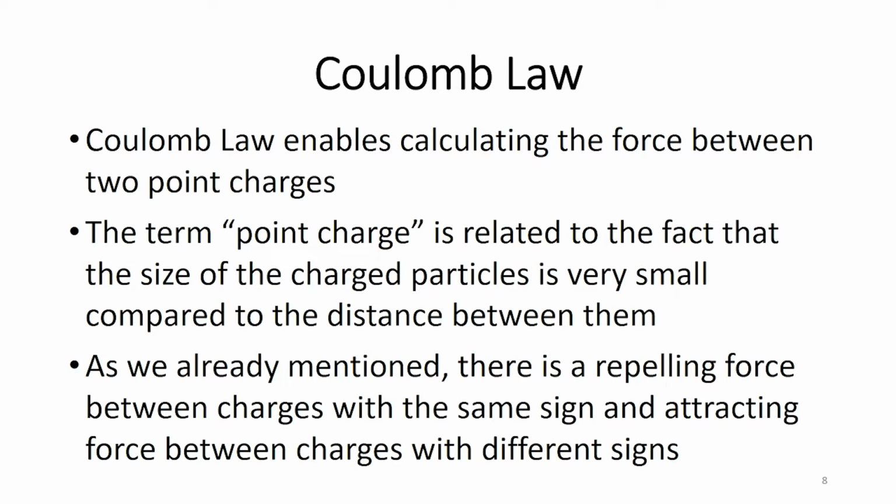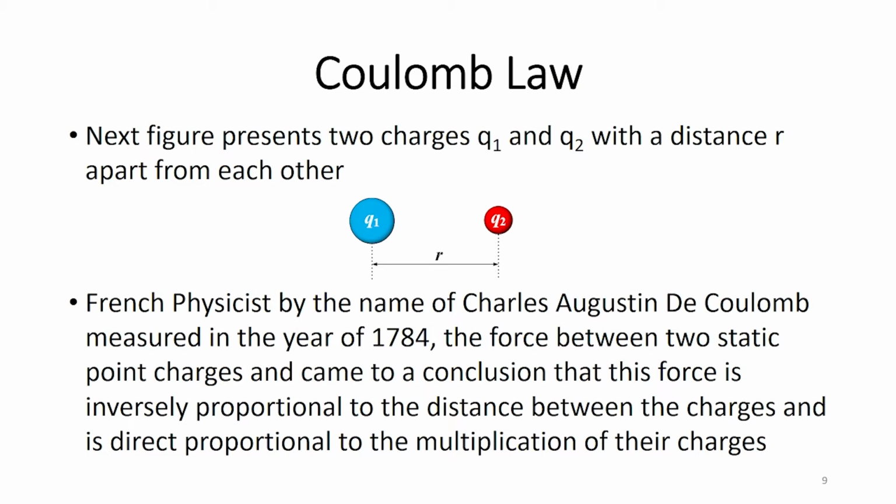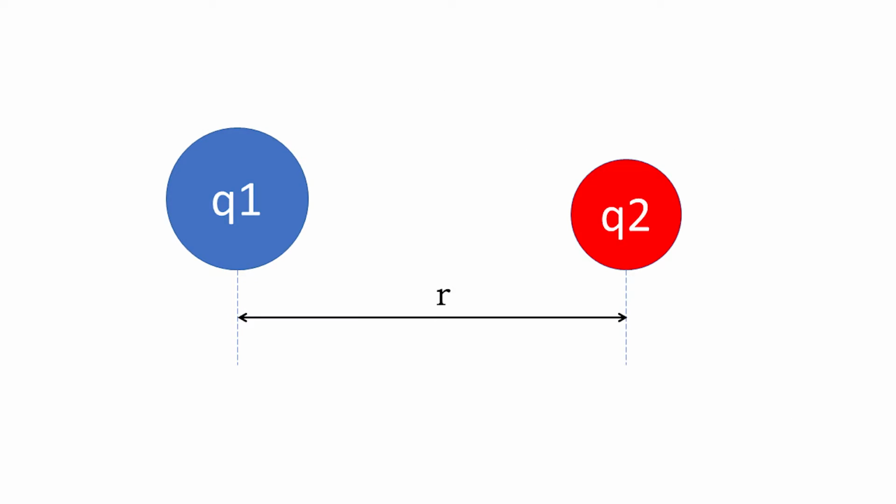Coulomb's law enables calculating the force between 2 point charges. The term point charge is related to the fact that the size of the charged particles is very small compared to the distance between them. As we already mentioned, there is a repelling force between charges with the same sign and an attracting force between charges with different signs. The next figure presents two charges, Q1 and Q2, with a distance r apart from each other.